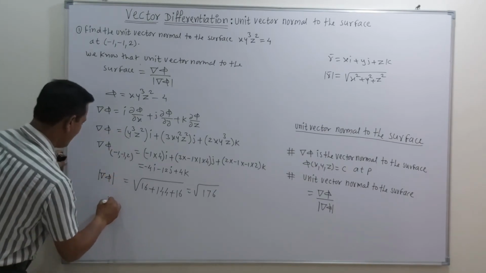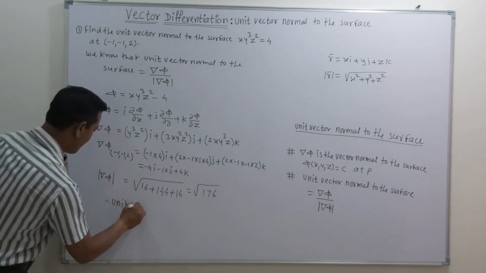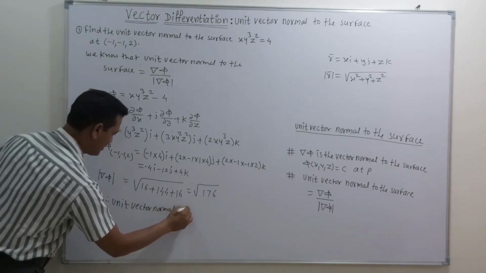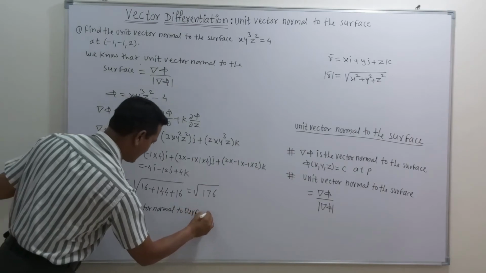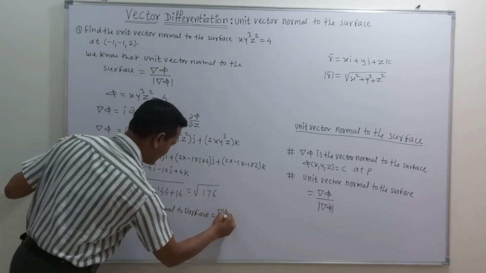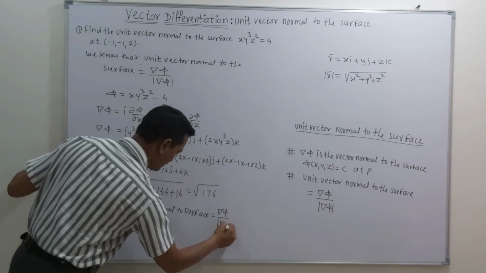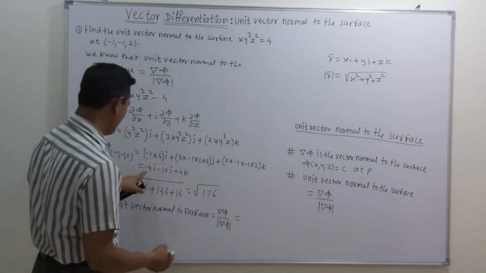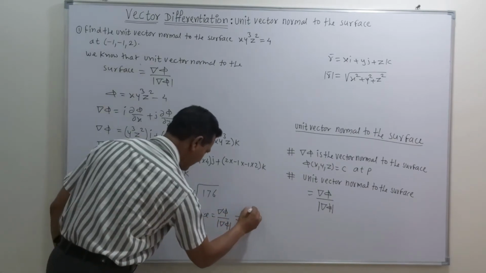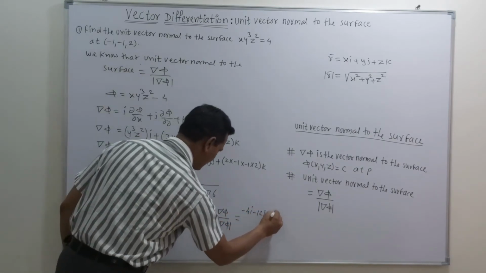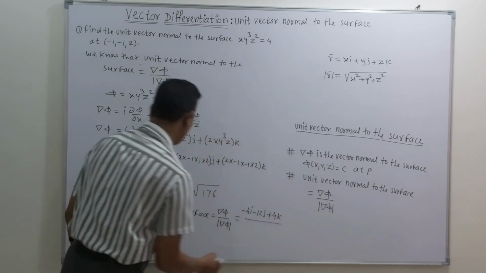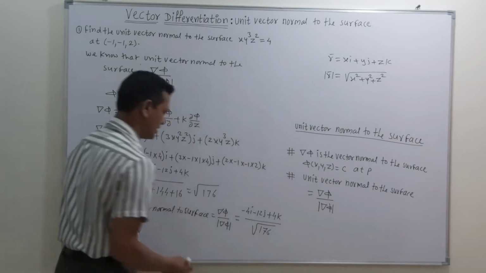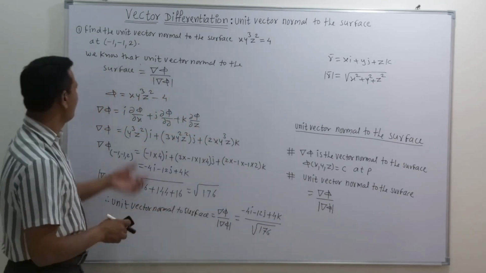Now therefore the unit vector normal to the surface is equal to del phi upon magnitude of del phi, and its answer is, so the value of del phi is minus 4i minus 12j plus 4k upon its magnitude, which is root of 176. So this is the answer to the first question.